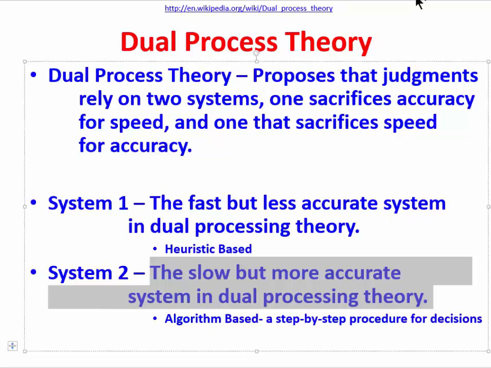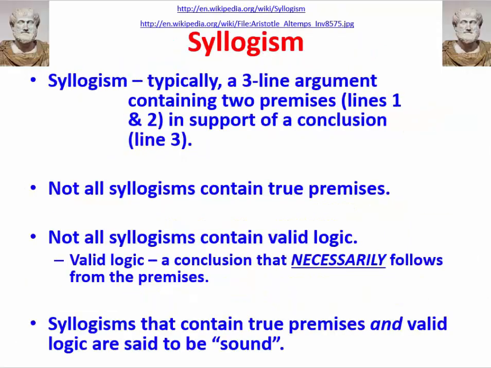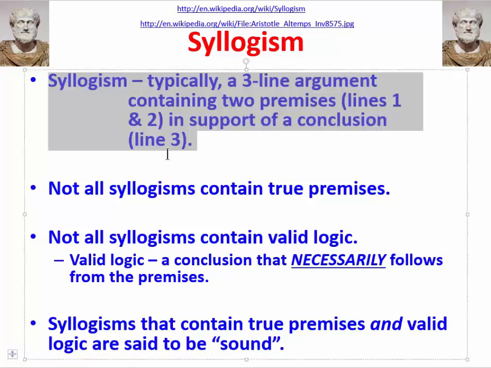Recognizing, though, that there might be some benefit to an algorithmic approach to thinking, back in the ancient world, Aristotle had developed something called the syllogism as an early way to begin formalizing and putting into algorithmic format our thinking. Typically, a syllogism consists of 3 lines. It's a 3-line argument. It contains 2 premises in support of a conclusion, and our conclusion comes last.